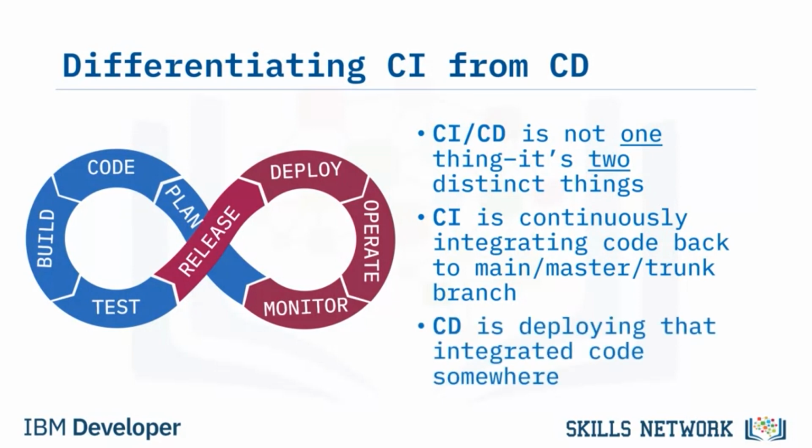Whereas continuous delivery is then taking that integrated code and deploying it somewhere. You may deploy it every time you integrate it. You may not deploy it every time you integrate it. You may have continuous integration in one loop, and then when you finally merge to your main branch, you kick off the continuous delivery part.